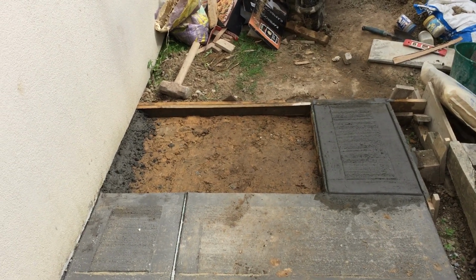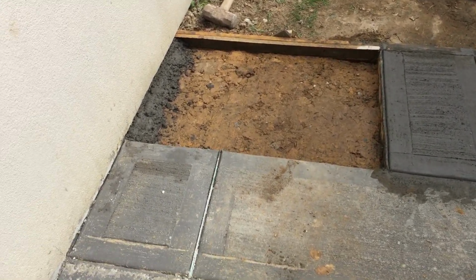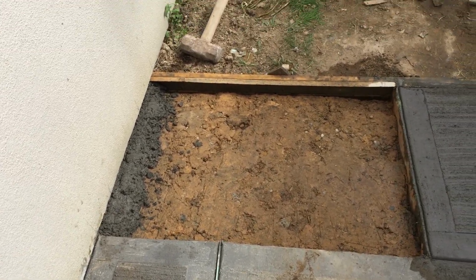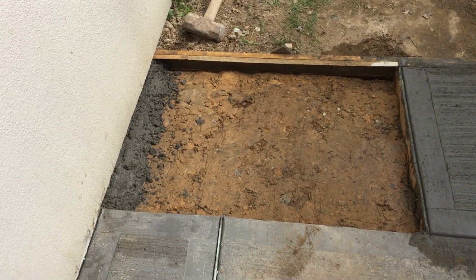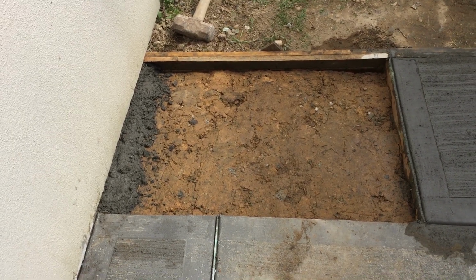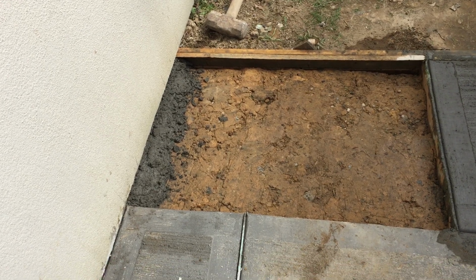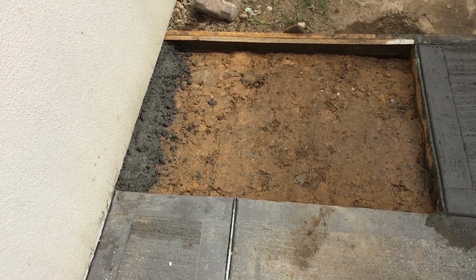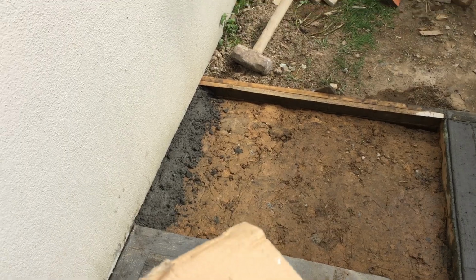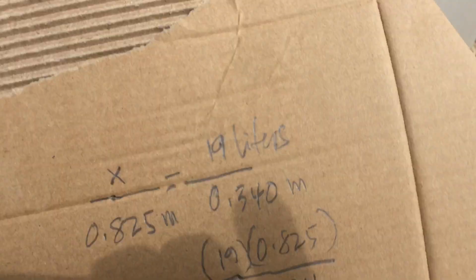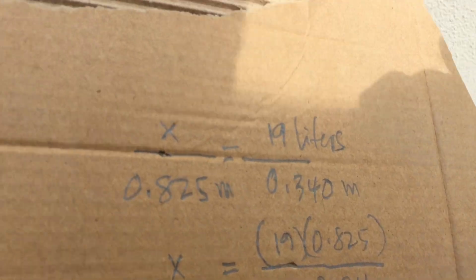So the time now is 3:45 in the afternoon, and now I'm ready to pour strip number 8, the last strip. We're going to pour for the bottom section of the concrete ramp or footpath. So I have calculated the volume of concrete that we're going to use for strip number 8.